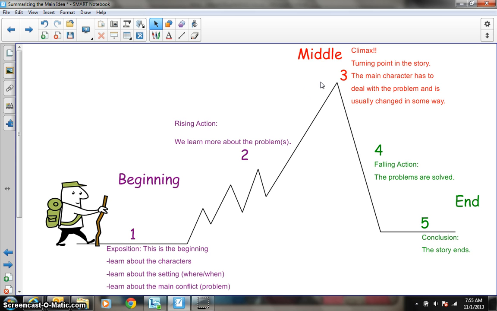The fourth part of the plot diagram is called the falling action. Here is where the problems are solved. And the fifth part is called the conclusion. This is where the story ends. The first 2 parts, the exposition and the rising action, are the beginning of the story. The third part, the climax, is the middle of the story. And the fourth and fifth parts, the falling action and the conclusion, are the end of the story.